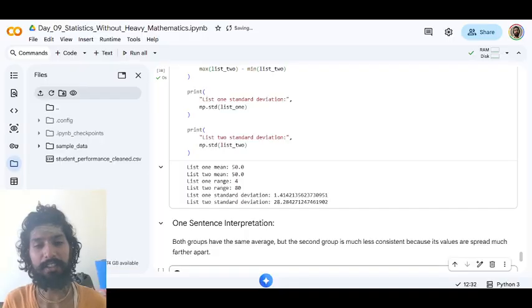Do not only write list 2 has a higher standard deviation. That is technically correct, but it does not explain the practical meaning.